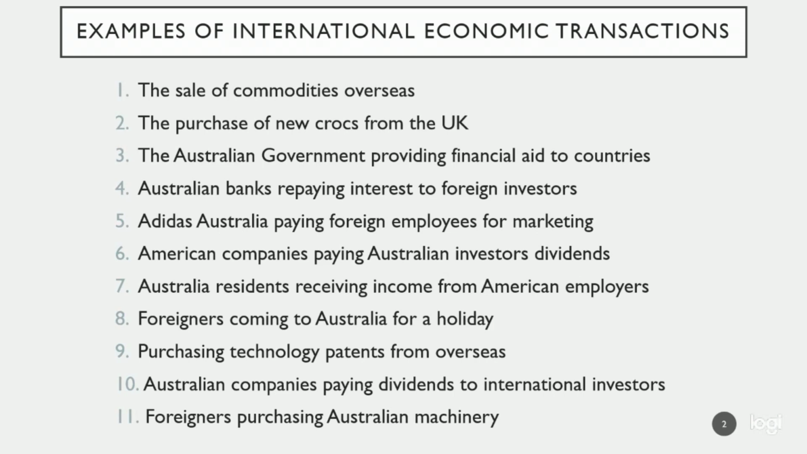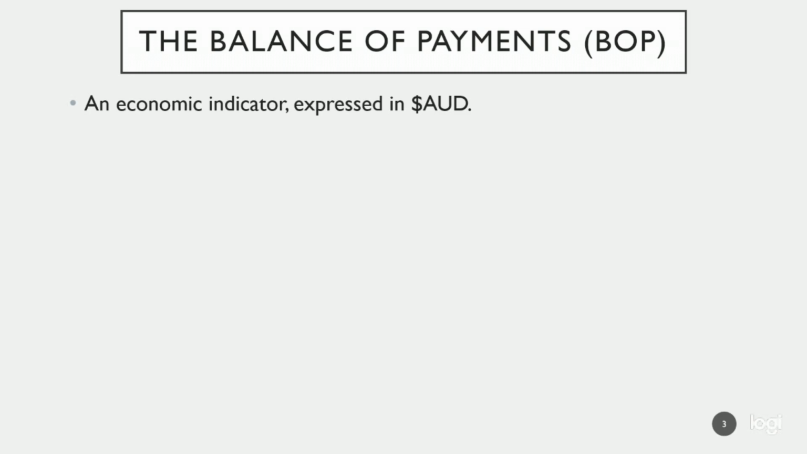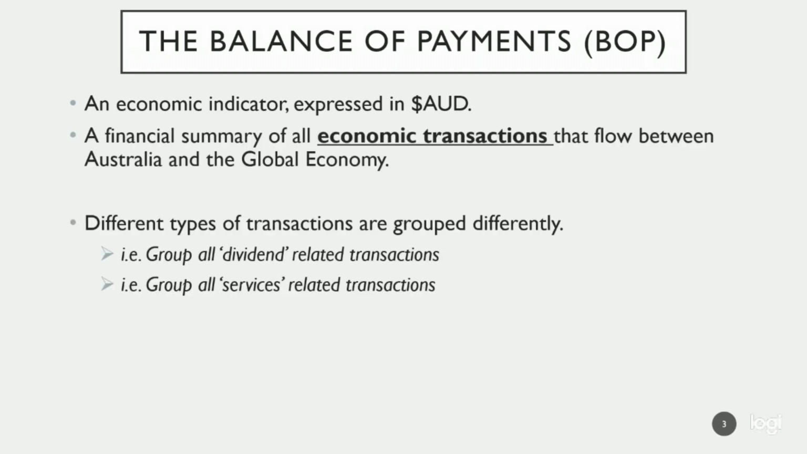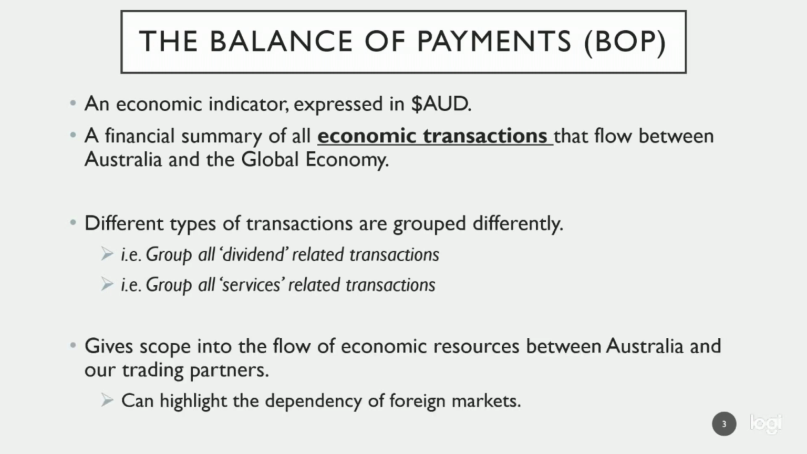Because there are so many different types of transactions, we need a statement that summarizes all of them. By doing so, we can see our total inflows contrasted with our total outflows of money. So the balance of payments is an indicator expressed in Australian dollars, and it summarizes all the different transactions. We could group things like all the dividend payments together, or the interest payments together, and all of the services together.